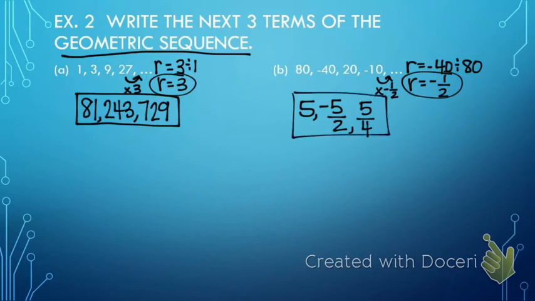Let me remind you of a couple of things. First of all, look at the pattern. 80 was positive, 40 was negative, 20 was positive, 10 was negative. So that pattern of signs should continue. It's a positive 5, then a negative 5/2, then a positive 5/4. Okay, but you don't need a calculator to multiply fractions. Remember, you just multiply the numerators, multiply the denominators, and move on with your life. So the calculator really shouldn't be necessary as long as you remember that. Okay?